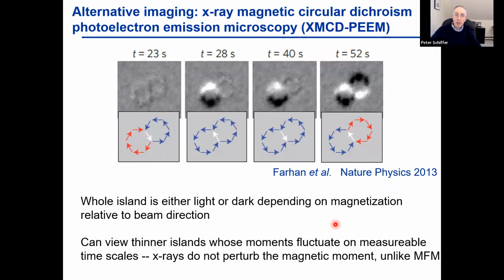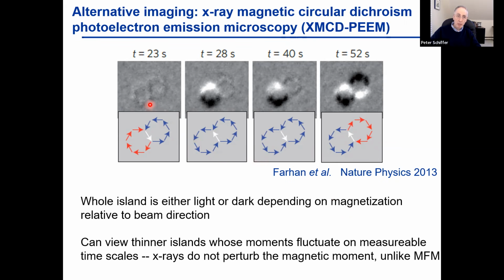Now, there are other ways of imaging small islands. Another one that I'm going to be talking about is what's called XMCD PEEM, which is a synchrotron technique where you use X-rays, circularly polarized X-rays, to probe the magnetization of little magnetic nanostructures. The nice thing about this is that since you're shooting in X-rays rather than probing with a magnetic tip, you can probe the magnetic state of very delicate magnetic moments that might be flipped by an MFM tip. And you can also do it much faster than an MFM scan.